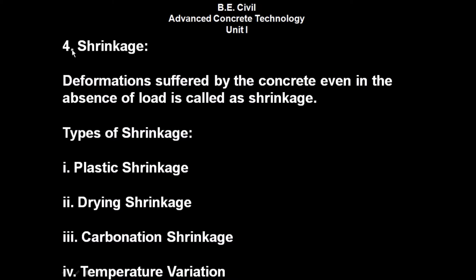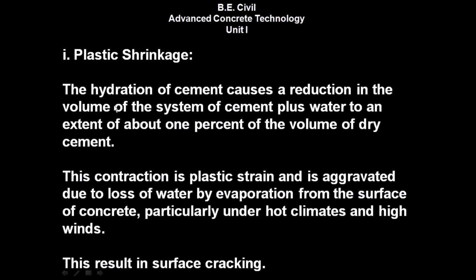Fourth property of the hardened concrete is shrinkage. Deformation suffered by the concrete even in the absence of loading is called shrinkage. The types of shrinkage are plastic shrinkage, drying shrinkage, third, carbonation shrinkage, and fourth, temperature variation. So first we will see the plastic shrinkage.